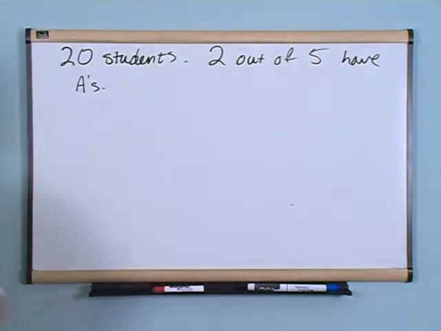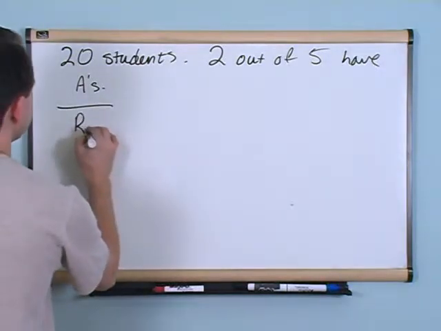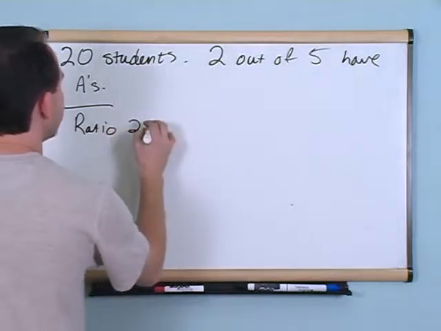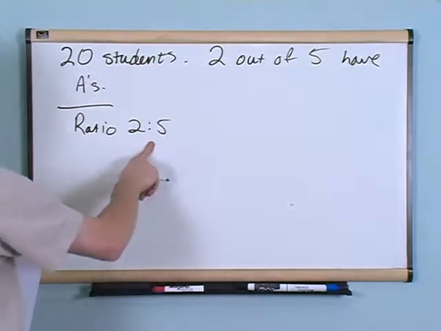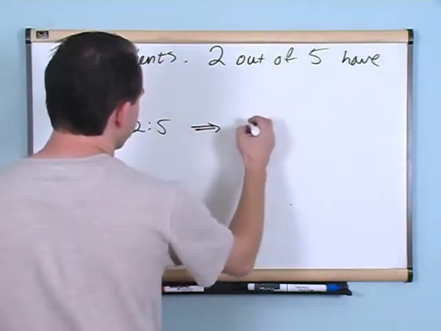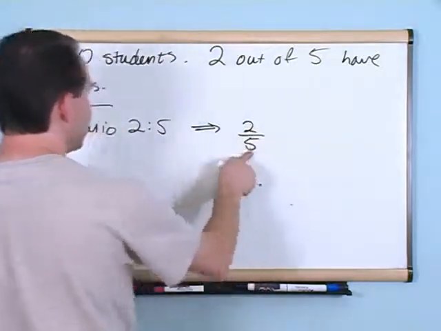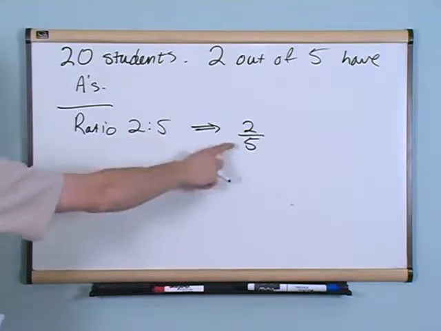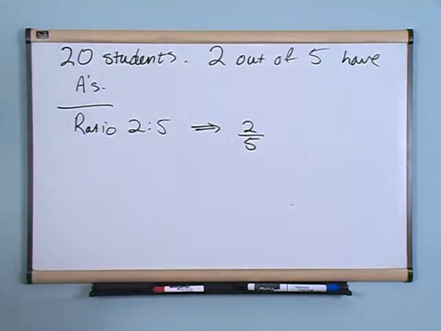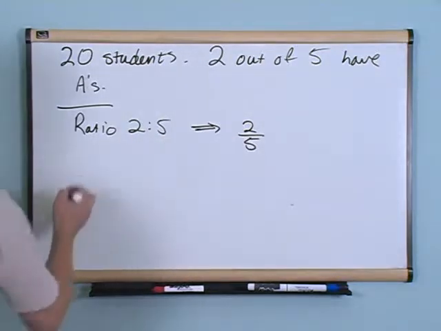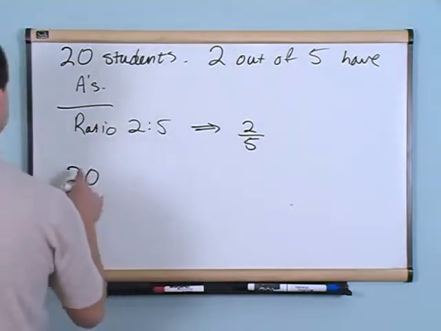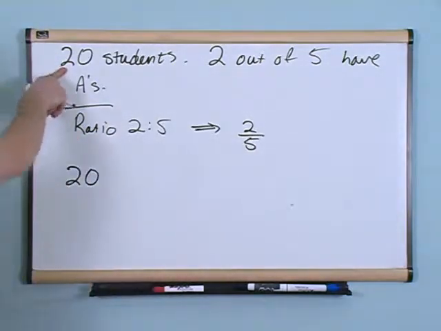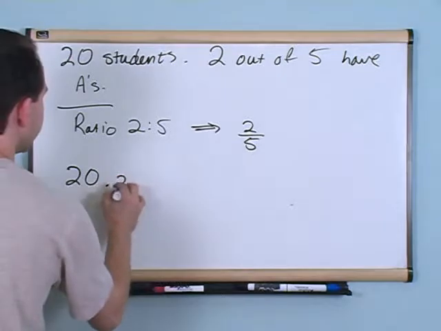Okay? Well, you have a ratio here. 2:5. But really, it's much more useful to write it as 2 over 5. You're almost always going to be dealing with the fraction. Sometimes you'll see them ask you to write it down like this, but this is really the much more useful way to write it down. Okay? So in order to find out the total number of students, you just take the total number of students, multiply by your ratio, which is 2/5.